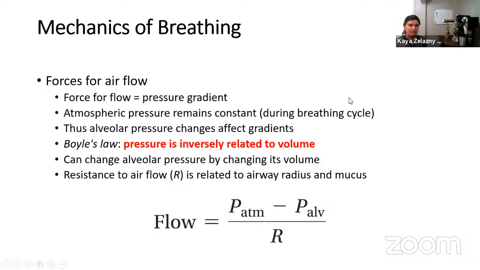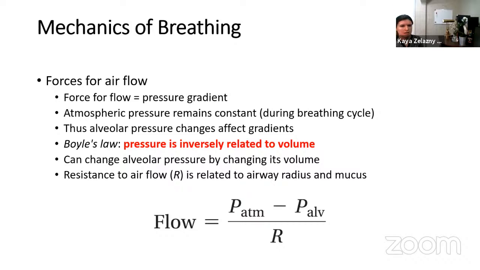So when we left off, our next topic that we were getting to was the mechanics of breathing, right? We were talking about the forces for ventilation, and we know ventilation is the movement of air. So we had talked about some of these equations, right? We talked about these pulmonary forces, the atmospheric pressure, the alveolar pressure, and the intrapleural pressure. We'd looked at how we could relate these pressures to each other.